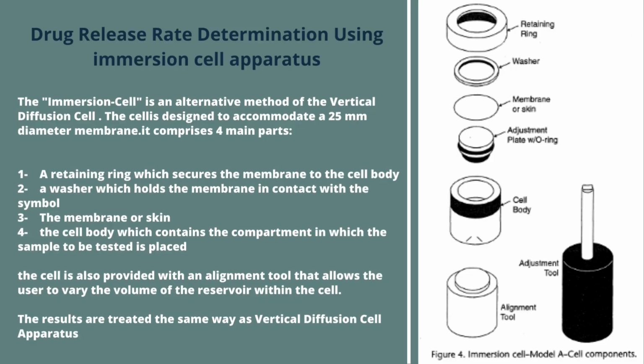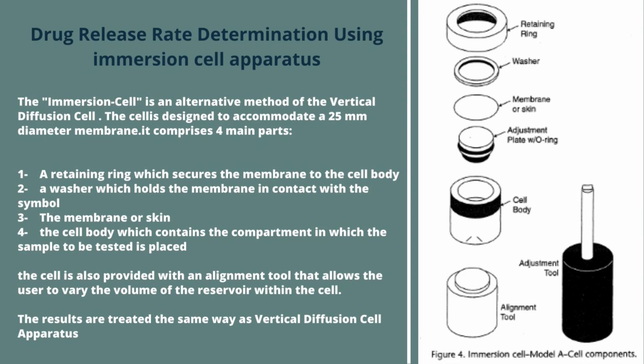Drug release rate determination using immersion cell apparatus. The immersion cell is an alternative method to the vertical diffusion cell. The cell is designed to accommodate a 25 mm diameter membrane. It comprises 4 main parts.